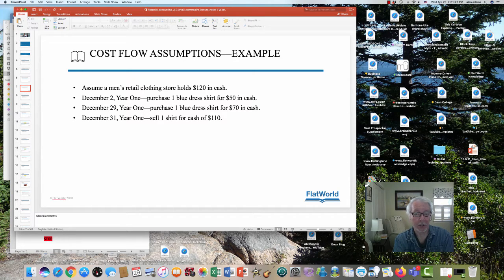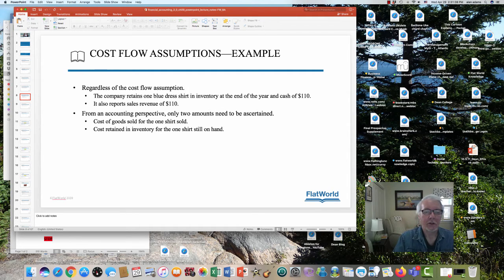We sold one shirt. Was it the $50 one? Or was it the $70 one? Now you might say, well, whichever one it is. But no, accounting allows you to decide which one you sold. So let's go on. At the end of the year, we sold one shirt and we've got one shirt left.